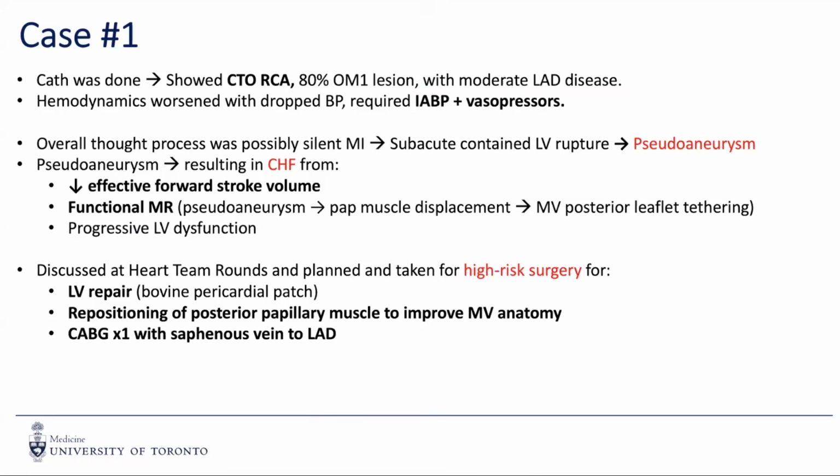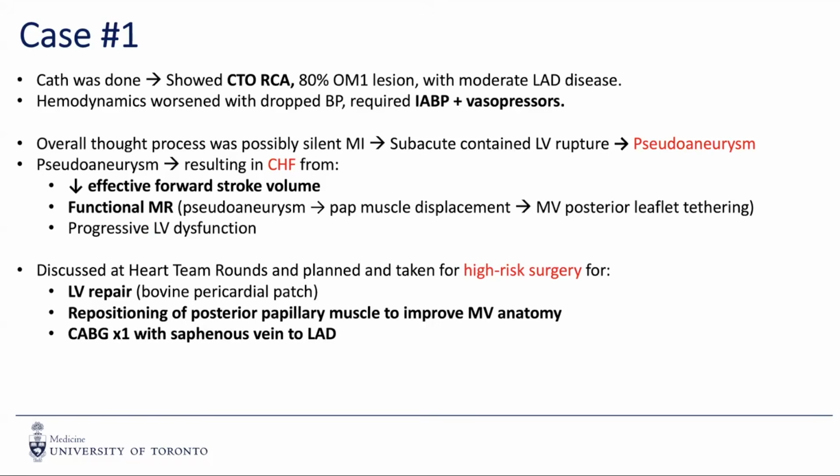So after this was done, they actually took them for cath, given the acute changes, and they found a CTO of the RCA. They found disease in the OM and LAD as well. And at that point, they became quite hemodynamically unstable. They required a balloon pump, and they required vasopressors.